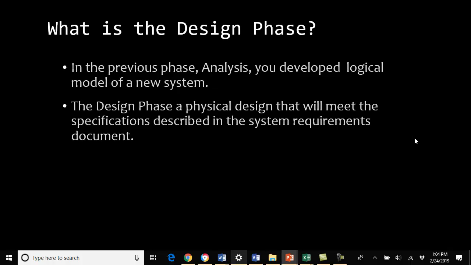So in the previous, we talked about this before. In the design phase, the physical designer will meet the specifications described in the system's requirements document. That's exactly what we're going to try to do. We developed a logical model of the new system that came from the requirements, logical being stuff kind of written down. Now we're starting to get to the point of doing the physical design, and then we'll finally do the physical implementation in the development phase.